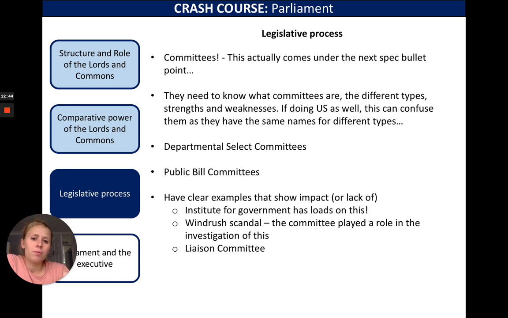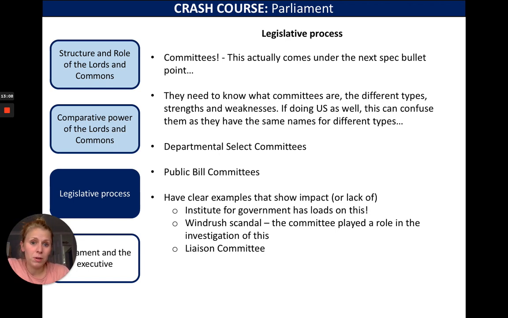In the legislative process, I then look at committees. This actually comes under the next specification bullet point because it's a way of scrutinising the government. This was a topic I absolutely dreaded the first couple of years I taught it, and then last year I remade the lesson, and I thought, well, I'm going to really deep dive into committees because it can be quite confusing. It didn't help that I taught America first, so I know a lot about US committees but not about UK committees. First of all, we need to know what committees are.